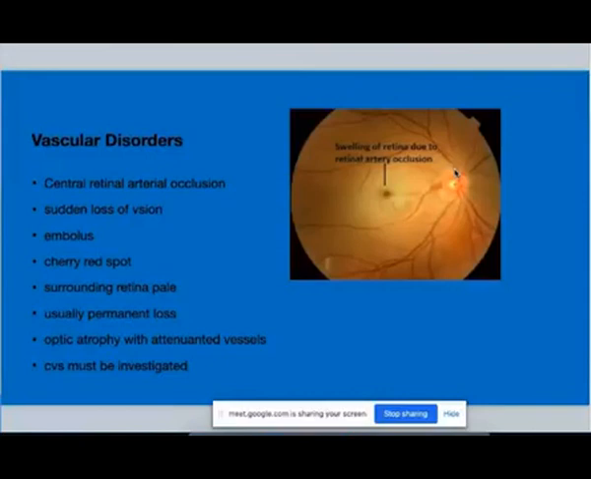So this is another emergency. The whole retina will become pale. There's no blood flowing, so it becomes edematous. It becomes white, and the macula, the fovea media, will be red. It's showing the underlying choroid reflex.